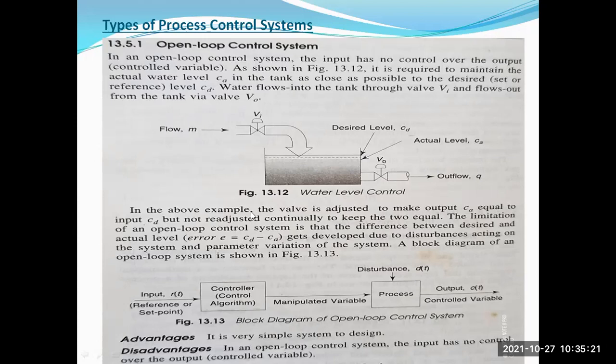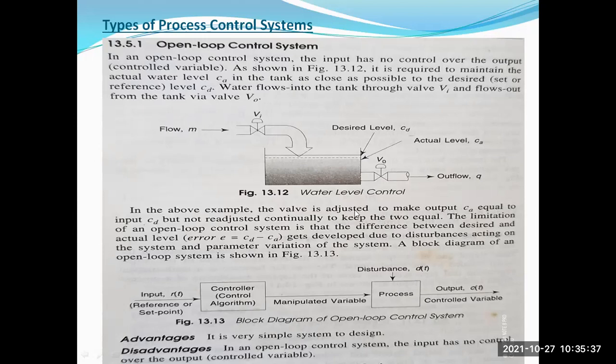So this type of error comes in this open loop control system, and it develops due to the disturbance acting on the system and parameter variations of the system. So this is an open loop control system.